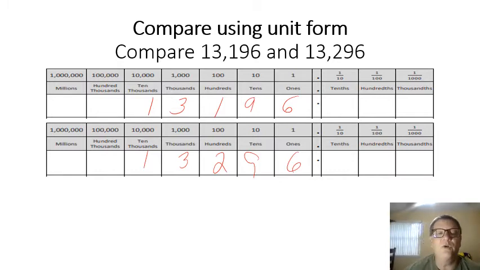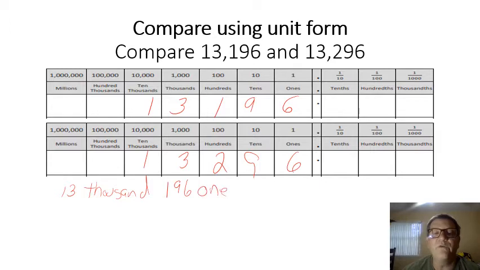And we're going to use unit form. I'm going to start off with the top one. When you say unit form, I'm going to read this, and I'm going to break it up so it's easier to see. I'm going to start off by saying 13,000, because the way you read it is the number into the place value for unit form. So 13,000, 196, and if you wanted to finish out, that'd be ones.